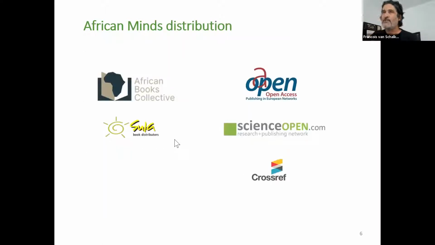Then just quickly on distribution, I'm not going to spend too much time on this, but for us, that is the key part: opening as many channels as possible for the books. That includes print and digital, so we're not purely digital. We sell print books, not many, but people still want the paper copies, and we feel that we should be able to make those available.